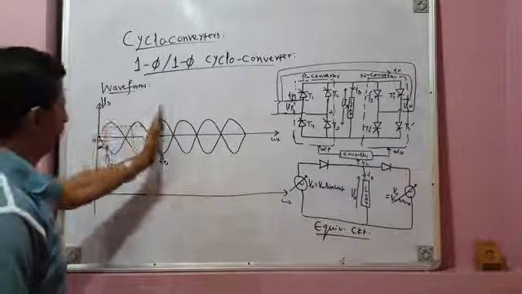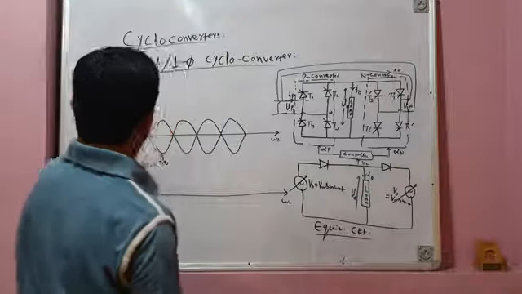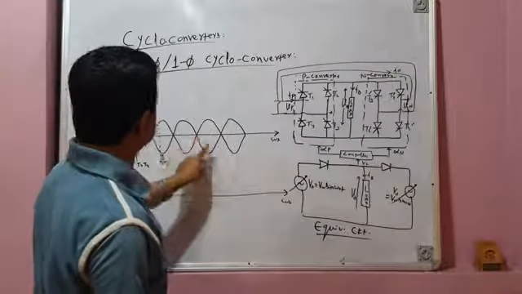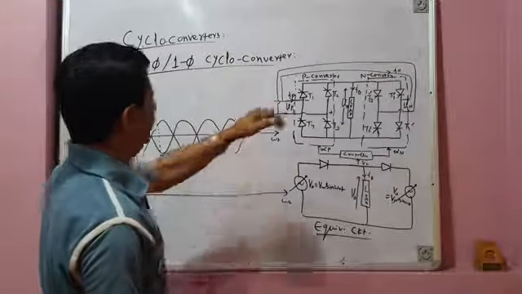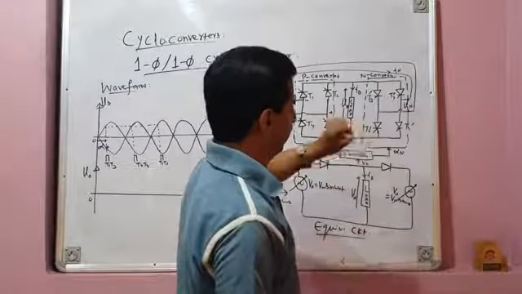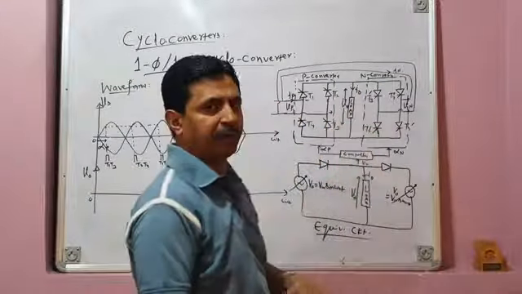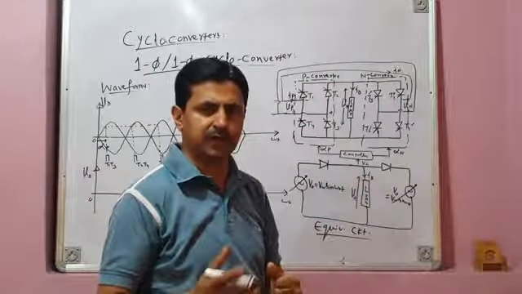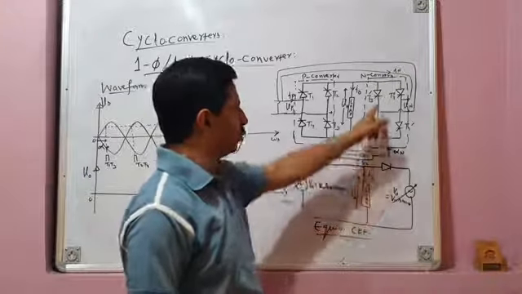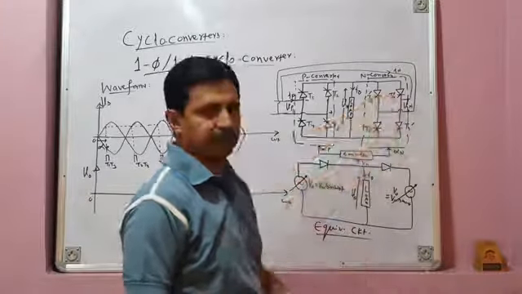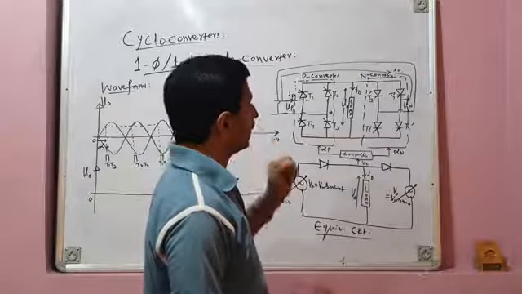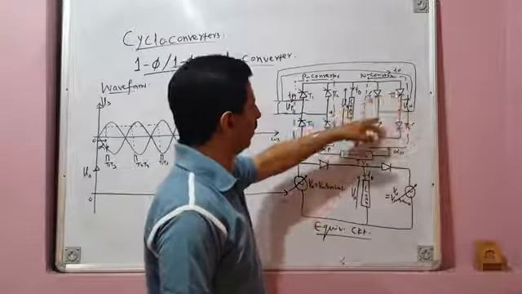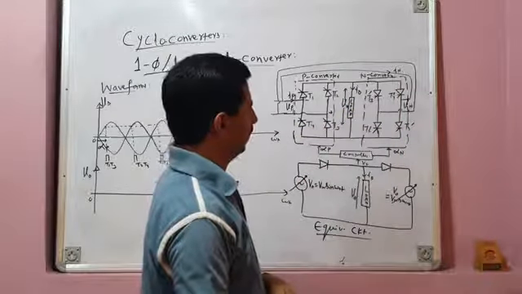If you operate, see, for 1.5 cycles we operate the P converter. For the next 1.5 cycles, from here to here, we operate the N converter. So when you have to operate the N converter, the firing pulses to all the thyristors of the P converter are inhibited. Inhibited means withdrawn. And now your controller will issue firing pulses to the thyristors of this converter. For the positive half cycle of voltage, this pair of thyristors will be on, and for the negative half cycle of voltage, this pair of thyristors will be on, right?